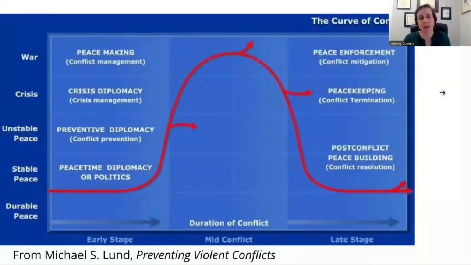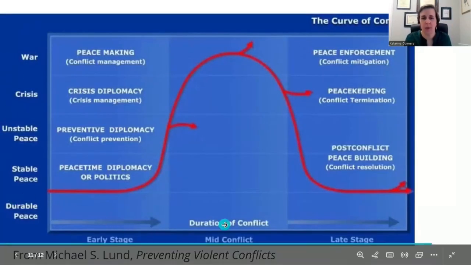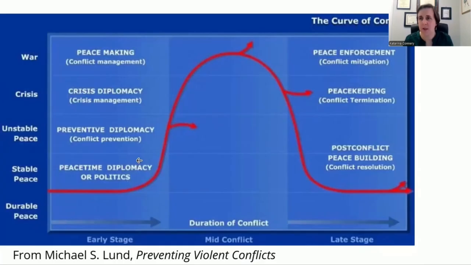So, depending on the stage or the duration of the conflict, you're engaging in different types of diplomacy. Let's look at each one of these very briefly. In a stable and also in a durable peace, you're engaging in peacetime diplomacy. You're working through your embassies and your ambassadors. There are established customs for international relations and diplomacy between nations and how we relate to each other. Those are adhered to and followed in a stable peace or in a durable peace.